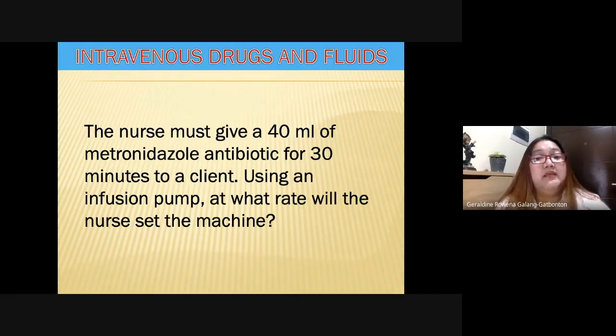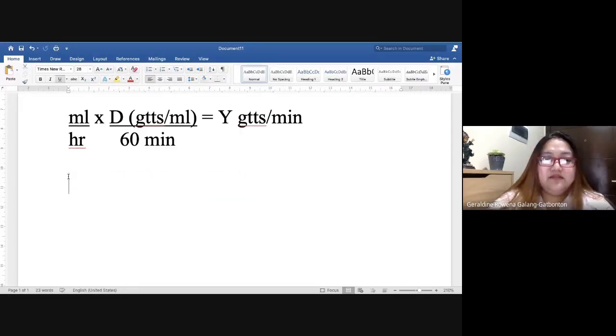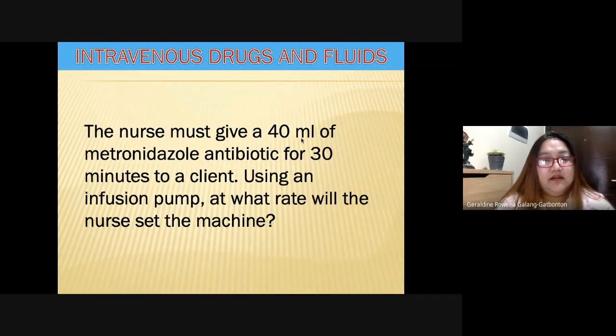Pag may machine, ano lang ang kailangan mo? ml per hour. So, ml is 40 and hour is 0.5. Okay, bakit 0.5? 30 minutes is 0.5 hours. Alright, so again, pag may machine, ang kailangan mo lang yung ml per hour. Hindi mo kailangan to kasi may machine. Okay? Ano yung ml? 40 ml. 40. Ano yung hour? 0.5.